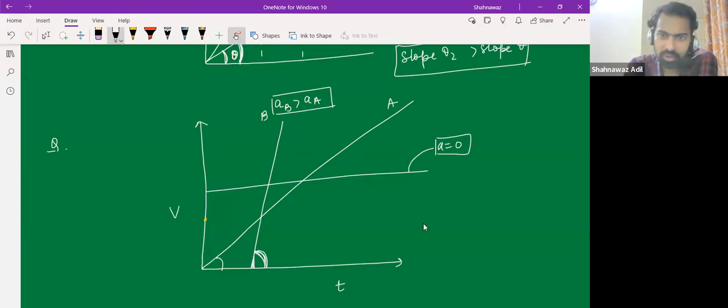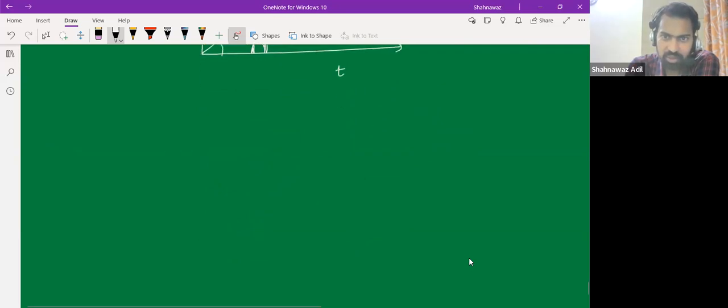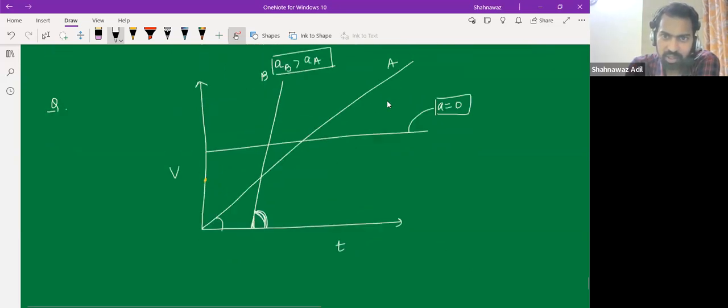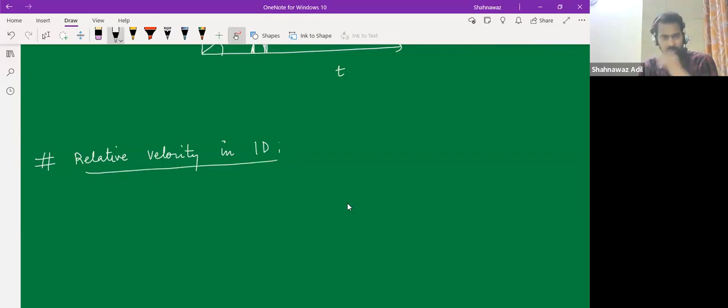Okay, so just remember these points. I will talk about that later, but let us talk about relative velocity in one dimension. Okay, so relative velocity in one dimension.